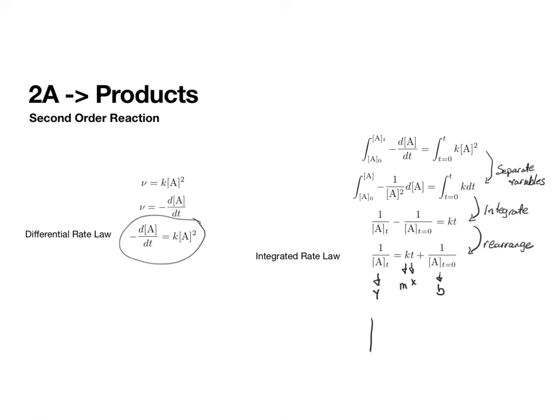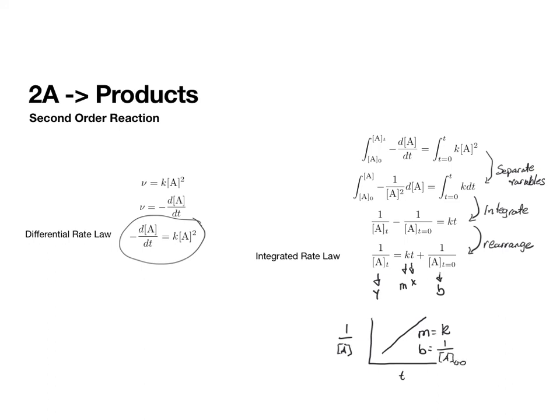In this rearrangement, I get a linearized form. I can graph 1 over the concentration versus time. In this one, I'm going to get a positive slope, where the slope is equal to the rate constant and the intercept is equal to 1 over the concentration at time 0.